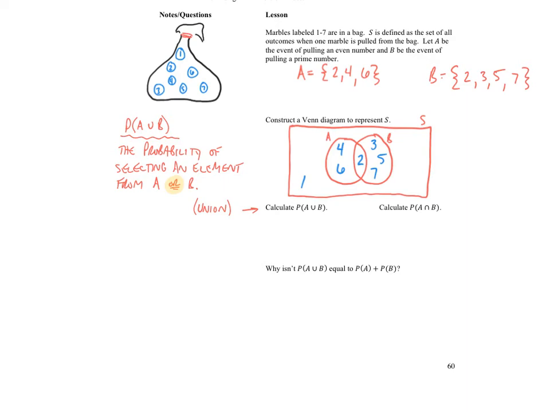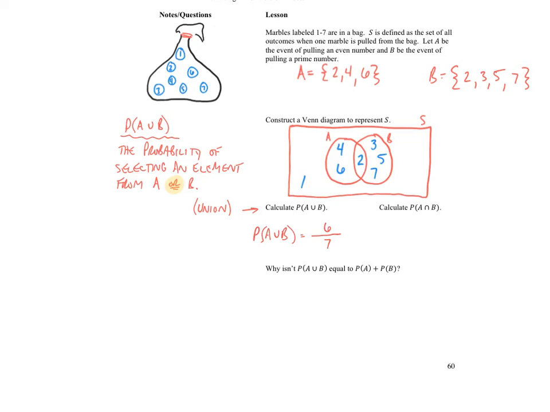And we could count those up pretty easily now. It's basically all the numbers that aren't the number 1. So of the 7 numbers, so that's the number of possibilities, there are 6 of them that are either in A or are in B.